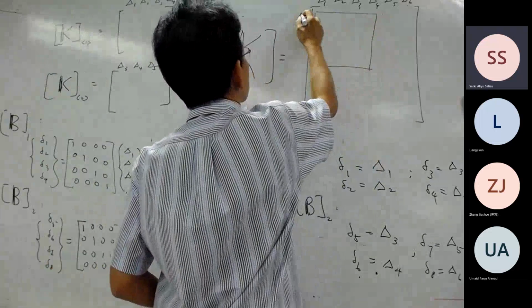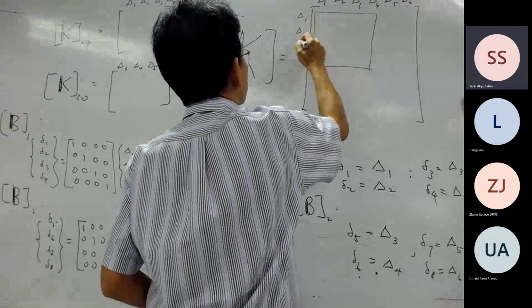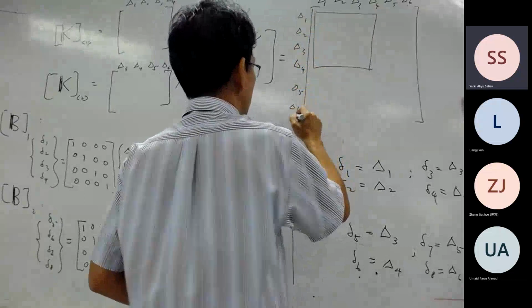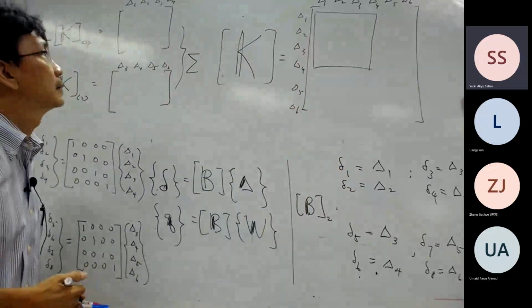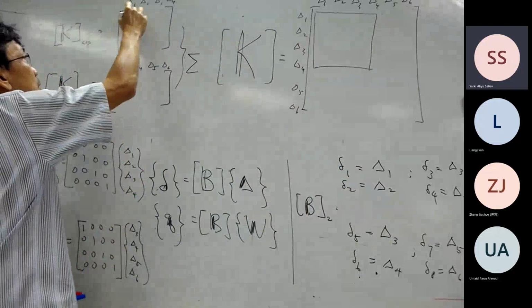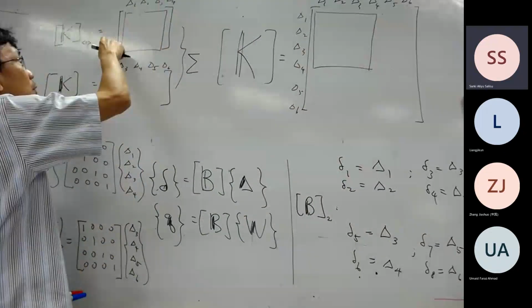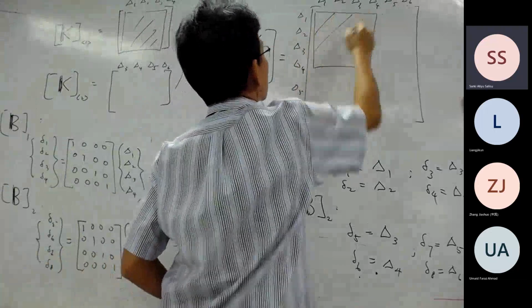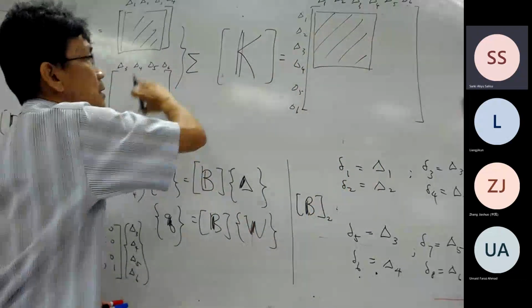So this also corresponds to row number 1, row number 2, row number 3, row number 4. This is row number 5, row number 6. Okay, so here, whatever is here, which is 4 row, 4 column, comes into here. So this is assemble.